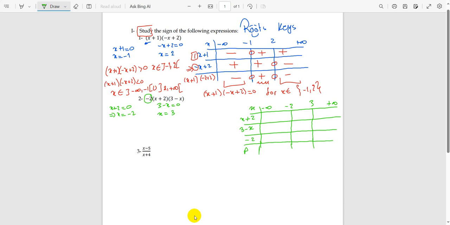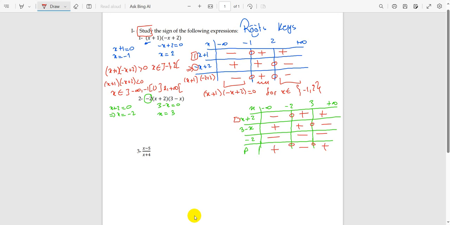But first of all, let's study the sign of each. The root of x plus 2 is -2, then opposite sign as the leading coefficient will be negative, then same will be positive. Right here the root is 3, then the opposite of -1 is plus, positive, and right here I have negative. And of course we know that -2 is always negative. Right here I have the zeros. Multiply as product the signs, I will get plus, minus, and plus. Right now I can read the sign directly.